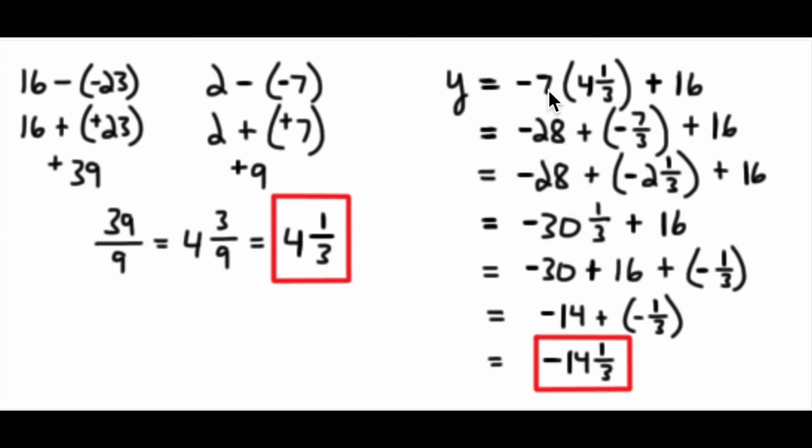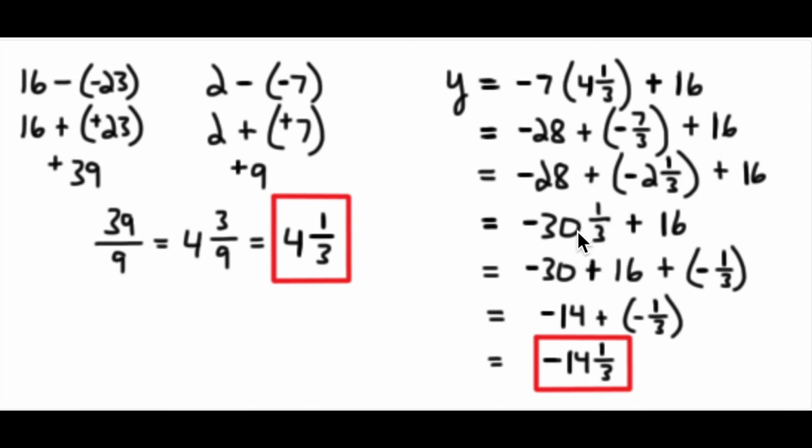So what I did here is I multiplied 7 times 4 is 28, it's negative 28. 7 times 1/3 is a negative 7/3. So I used the distributive property just to split these out to make it easier. So this is a negative 28 plus a negative 2 1/3. 7/3 is 2 1/3, plus 16. So add these two together. It's a negative 30 1/3 plus 16.